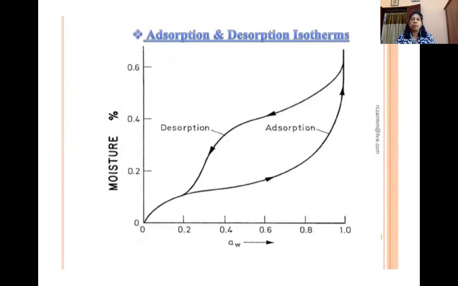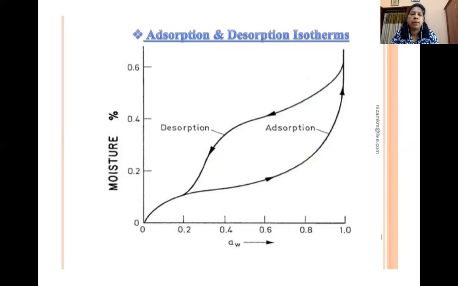Here you can see the absorption and desorption isotherm, with the moisture percentage. Even when you just draw a line parallel to the y-axis at the level of 3, imagine drawing a line at the moisture percentage of 3.3, then you can see that the desorption water activity and the absorption water activity are two different values, a big difference.